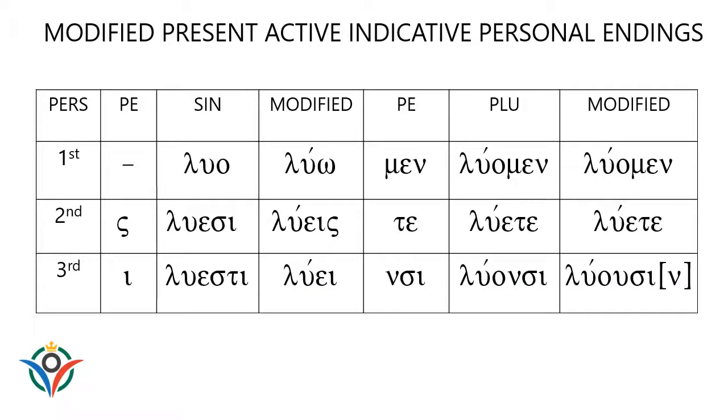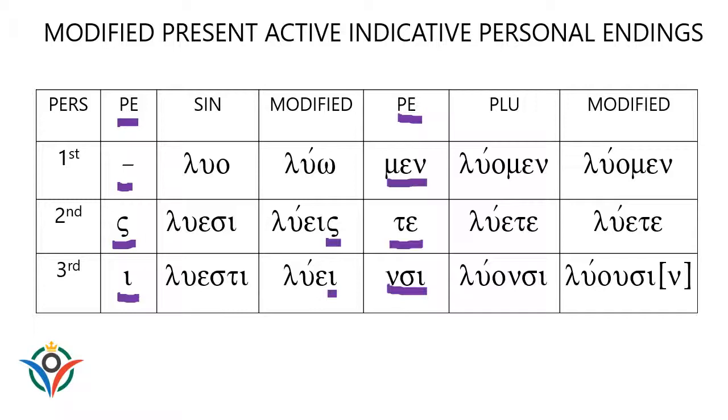What I'd like to explain to you now is how some of these personal endings, which I've indicated with a PE, have undergone slight modification. Let me underline those for you. Not all of them have changed. You'll see that in the second person singular, you can still see the sigma at the end. The third person singular, the iota at the end.